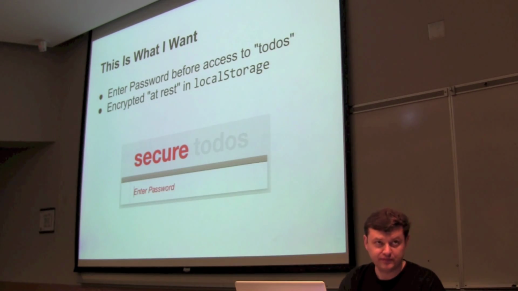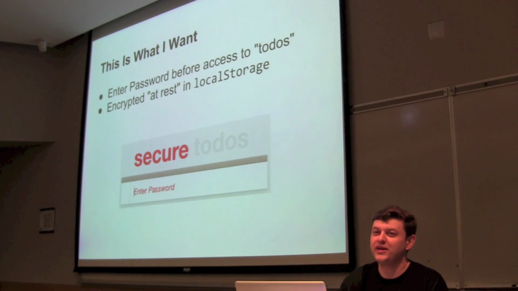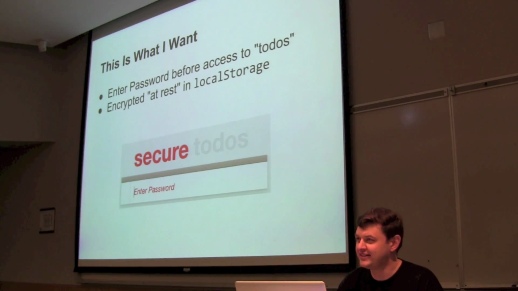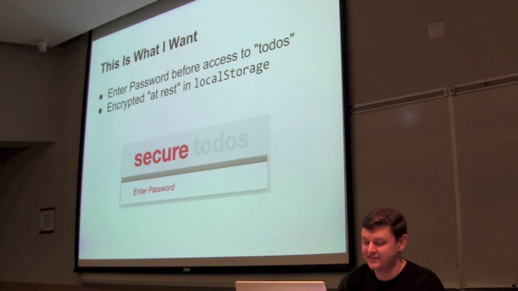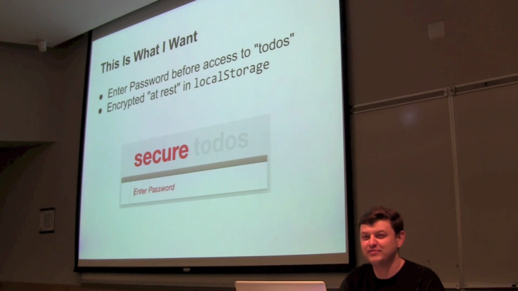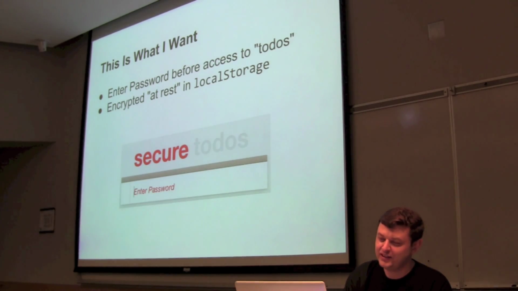All right, so in the end, this is what I want. I want to be able to enter a password before I access my to-dos, okay? And I want these to-dos encrypted at rest in local storage, okay? I want secure to-dos, and I want it to be red, because red means secure. Or maybe it doesn't, but I picked red.